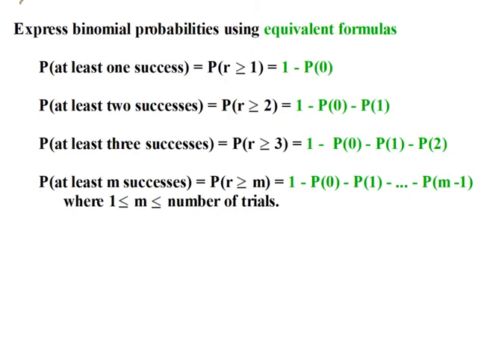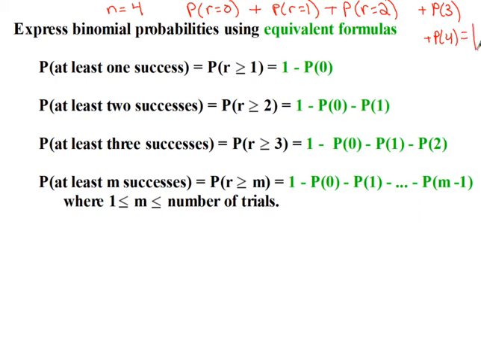Okay. Now, the concept that you really have to know is this equivalent formula idea. The idea comes from the fact that, let's say I have n equal to 4 trials. My 5 possible outcomes are 0, 1, 2, 3, and 4. And what those 5 outcomes need to add up to is 1.